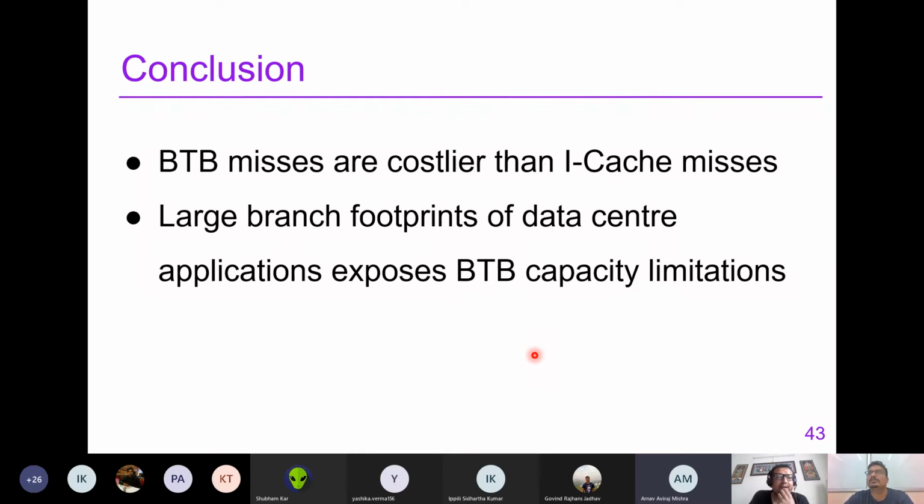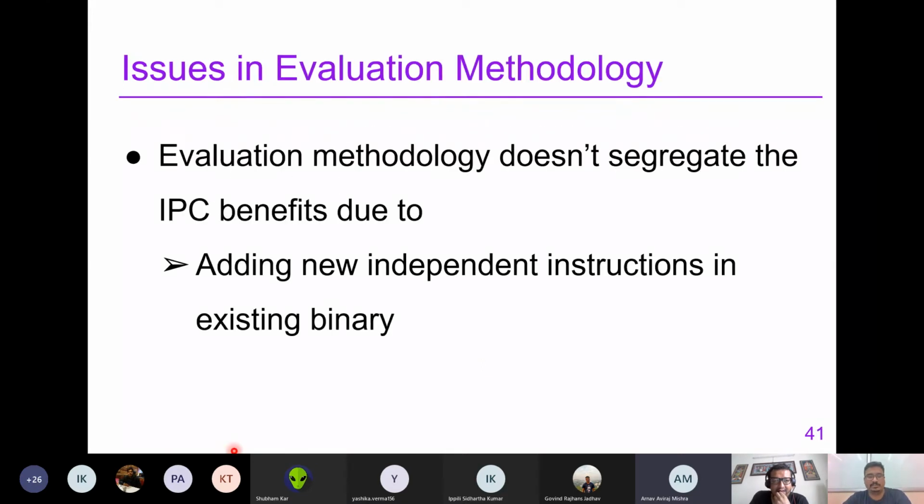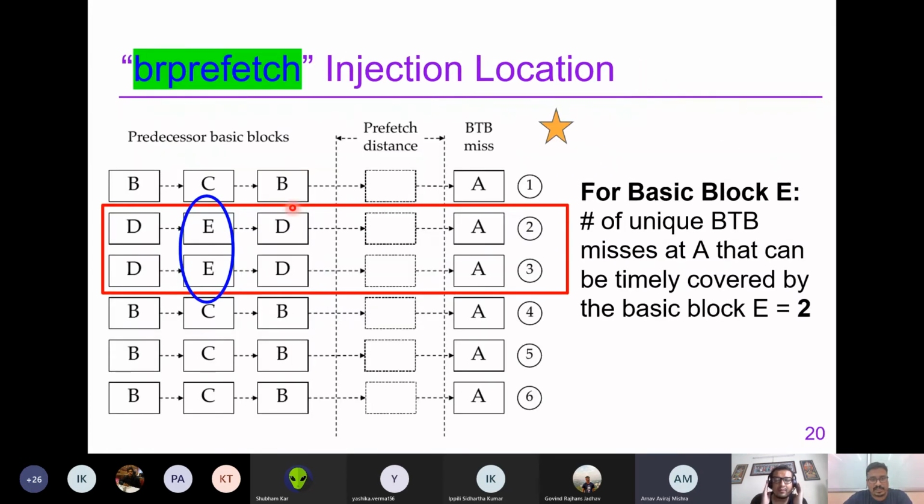So at the end of the day, what are you getting from this profiling? From this profiling, we are getting two things. One is what are the critical BTB misses, where we are seeing a large number of BTB misses. That can be done in hardware. The second thing is we are finding out the preceding blocks, with the exact timing of when to prefetch. So even that you can learn.